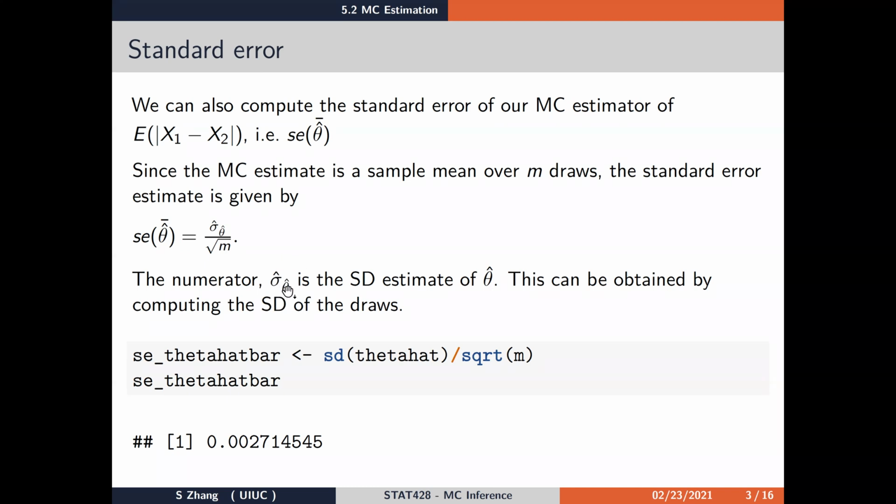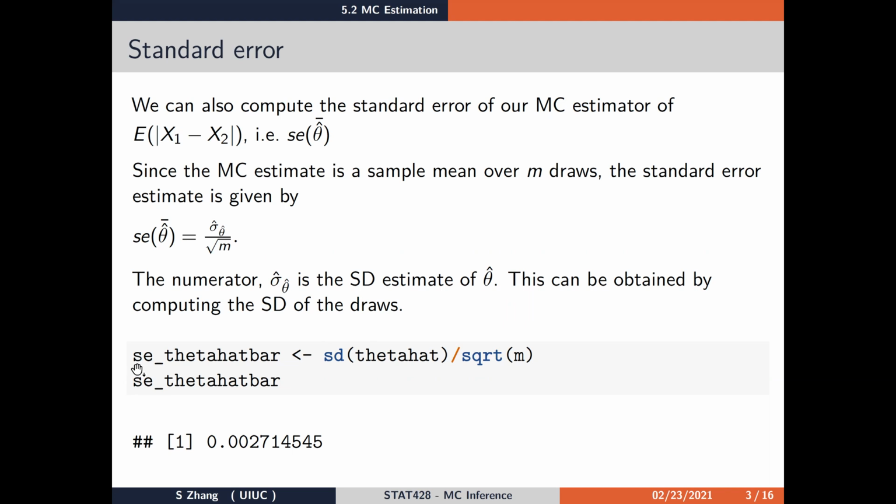So sigma of theta hat is the theoretical standard deviation, and sigma hat is our estimate for it obtained from samples. So how can we get the standard deviation of theta hat, or an estimate of it? Well, since we have obtained a total of 100,000 theta hat draws, a standard deviation estimate of theta hat, not theta hat bar, can be obtained by computing the standard deviation of the draws. So that's just given by SD of theta hat, where theta hat is our 100,000 draws.